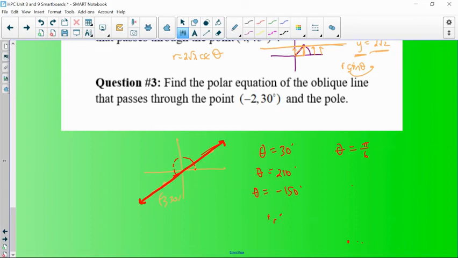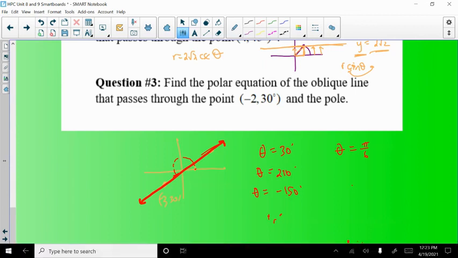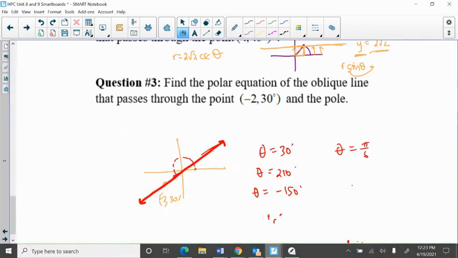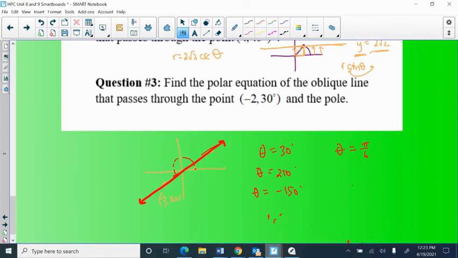And so that's really the second kind of non-example, right? One is a lemniscate because it's r squared, and the other one is an oblique line through the pole. And so that would be like theta equals. Now we've had other lines that are functions, like horizontal and vertical, but an oblique line through the pole will not be a function.